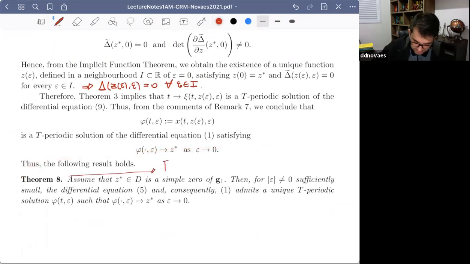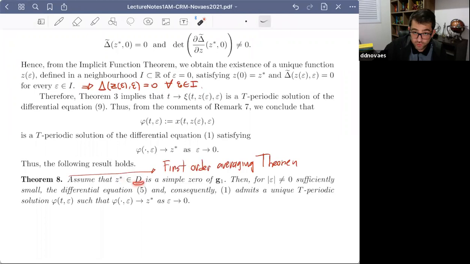We usually call it the first order averaging theorem. Assume that z star in the domain is a simple zero of g1, then for epsilon distinct from 0 sufficiently small, the difference equation 5 and consequently the difference equation 1 admits a unique T-periodic solution phi of t, epsilon such that it converges to z star as epsilon goes to 0. Okay, it admits a unique T-periodic solution satisfying this property.